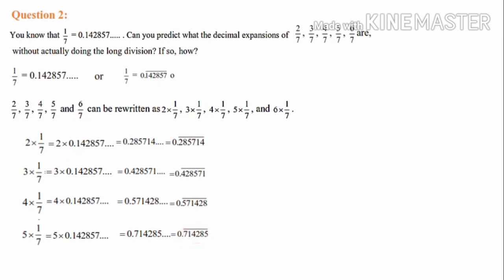This we can write as 0.714285 bar. And finally, 6 into 1 by 7 we can write as 6 into, just substitute the value of 1 by 7, that is 6 into 0.142857, that is equal to, when you multiply, you will get 0.857142 etc. We can write this number as 0.857142 bar, because 857142 is repeating regularly.